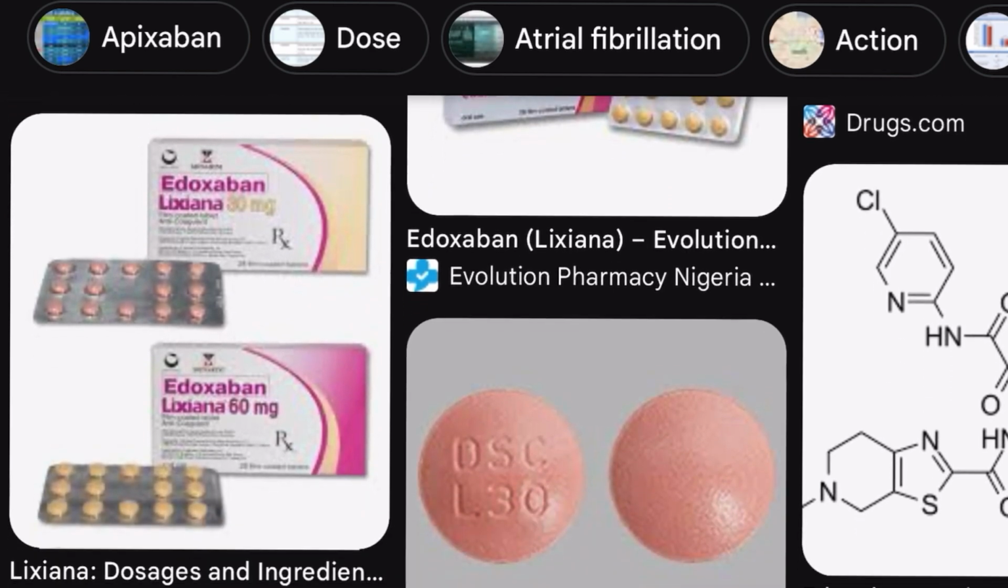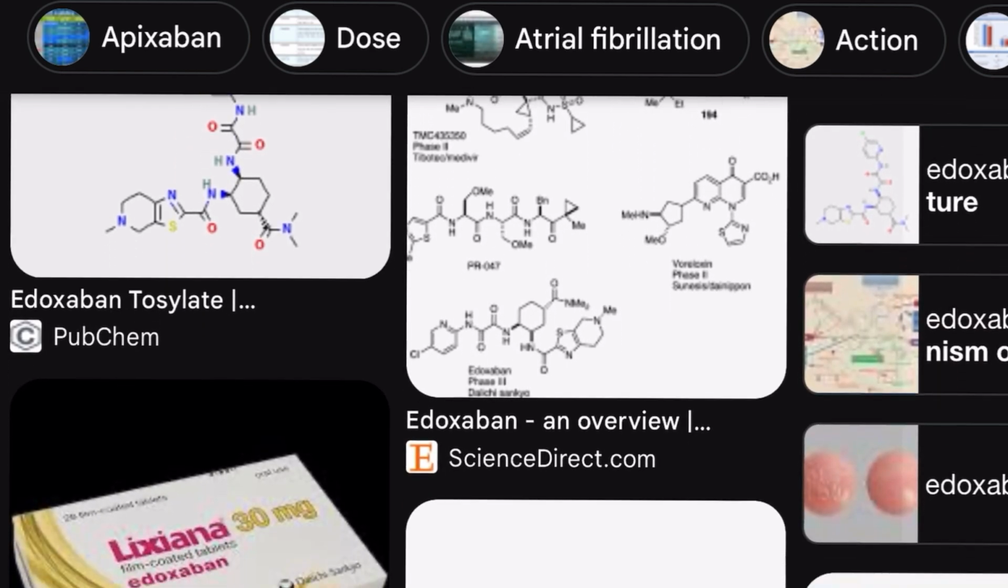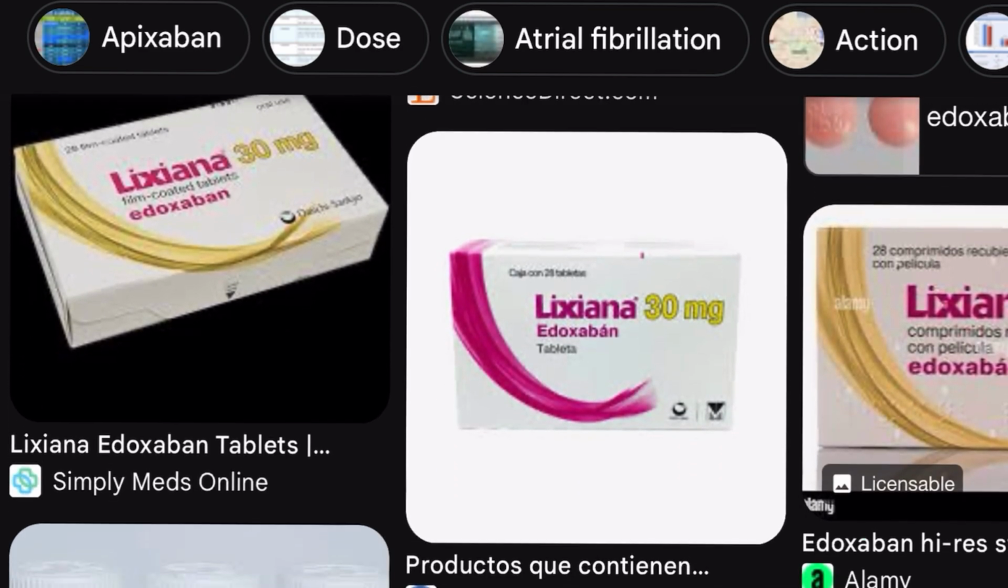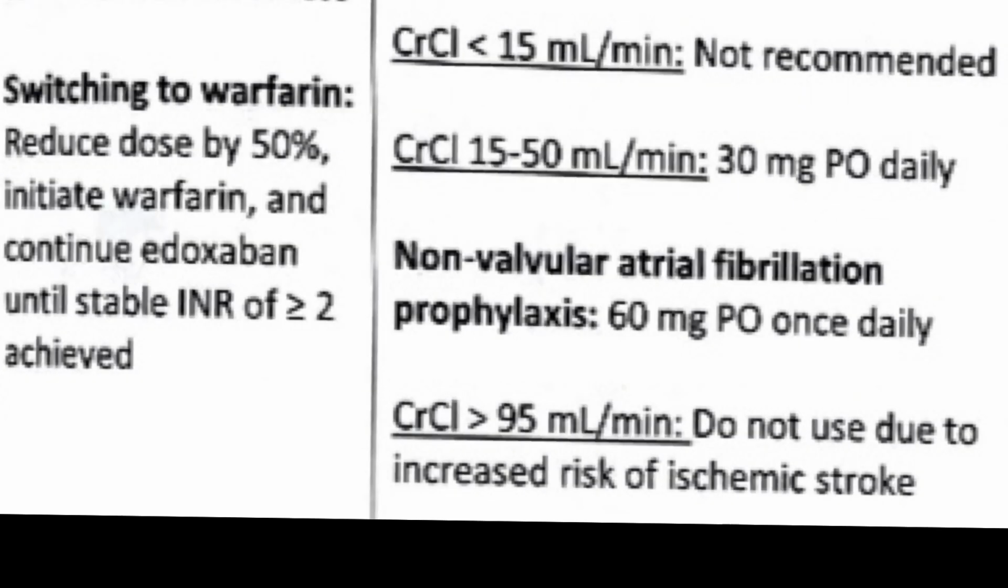Last up here we have edoxaban, Savaysa. It's 30 milligrams daily starting 6 to 24 hours after surgery for 11 to 14 days. It's a hip or knee DVT prophylaxis dosing. 60 milligrams daily starting 5 to 10 days after the patient has been on IV anticoagulants is going to be for DVT PE treatment dosing. 60 milligrams daily is for non-valvular AFib prophylaxis dosing.